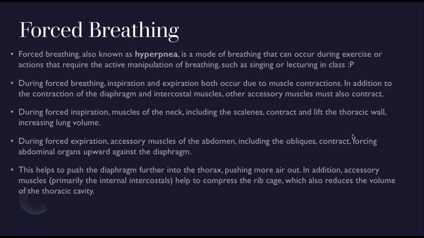In addition to the diaphragm and intercostal muscles, other accessory muscles have to contract, like muscles in the neck during inspiration, including the scalenes, which are on the sides of your neck. That'll contract and lift the thoracic wall even more. That increases lung volume, of course. And then in expiration, you'll have more muscles in your abdomen, including the obliques, which will contract and force your abdominal organs up against the diaphragm, pushing your lungs out even more, because we're dealing with a huge difference in volume of air compared to quiet or shallow breathing. In addition, those accessory muscles, primarily the intercostals, will compress your rib cage, which also reduces the volume of the thoracic cavity and your lungs.